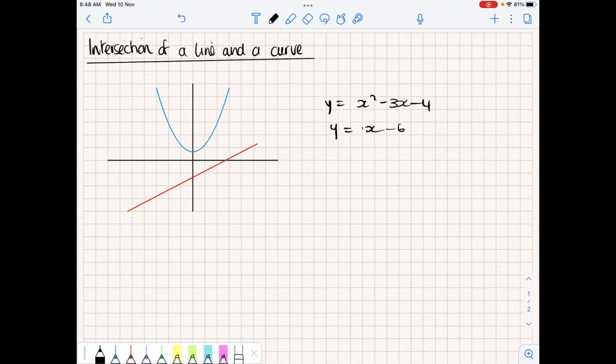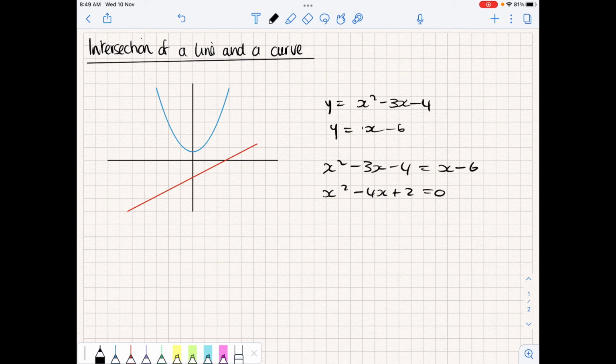Now, points of intersection occur when the two equations are equal to each other. And so we would equate them together. So we would make x squared minus 3x minus 4 equal to x minus 6, and now we would just solve for x. So we would rearrange to x squared minus 4x plus 2 equal to 0. And now we just have a new quadratic equation to solve.